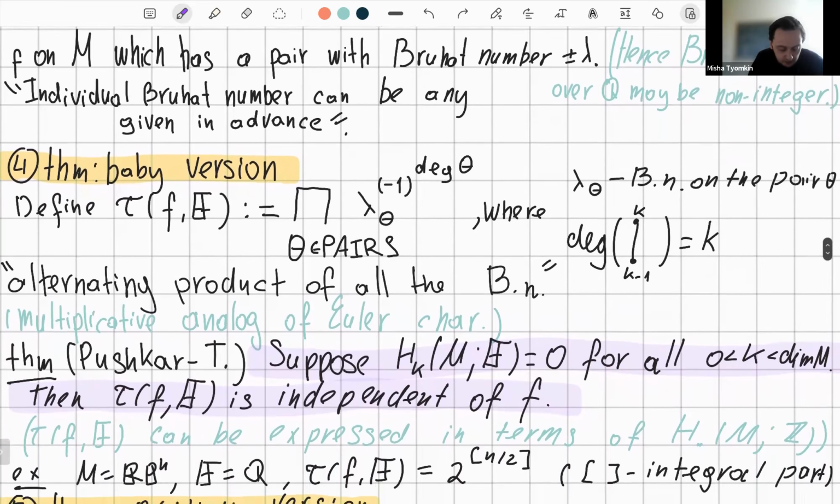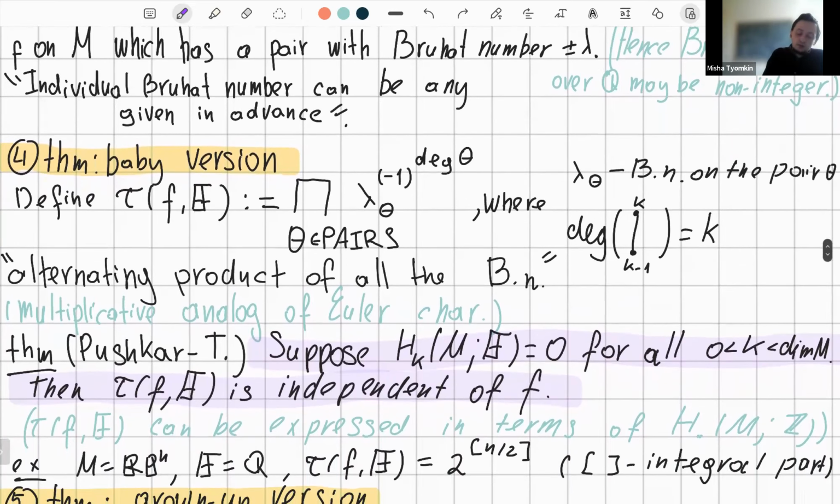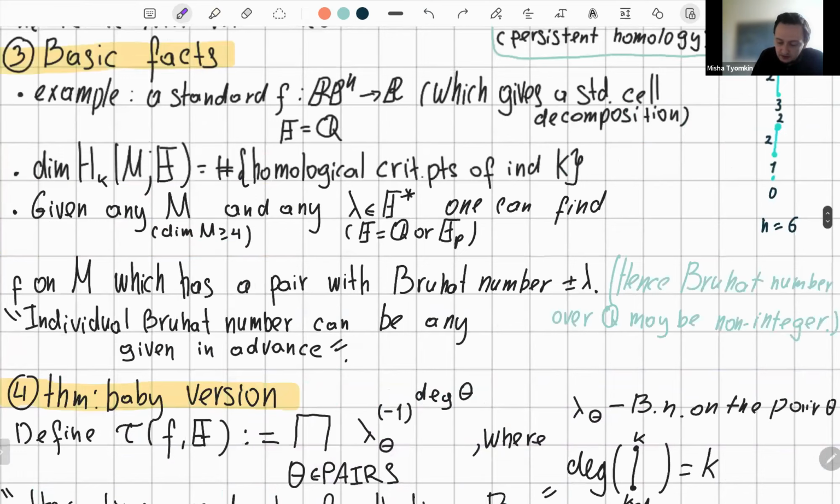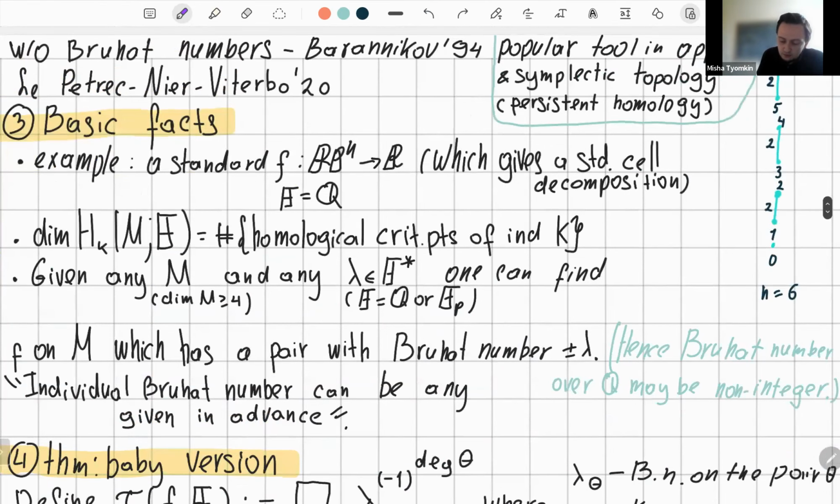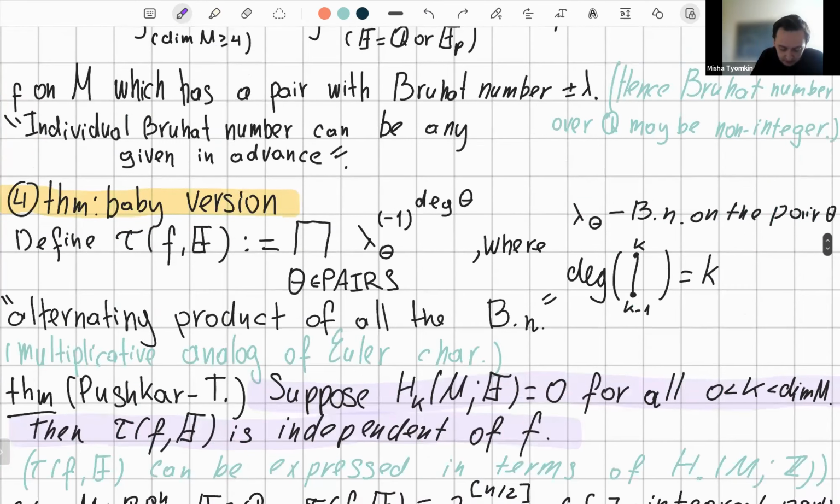The example is again to take M to be RP^n, F to be Q. If you take any Morse function on RP^n, then the alternating product of its Bruhat numbers will be equal to 2 to the power of the integral part of n over 2, where the brackets denote the integral part. So for example, if n is 6, then it is 2 to the power 3, which is 8. Okay, so that was the baby version.